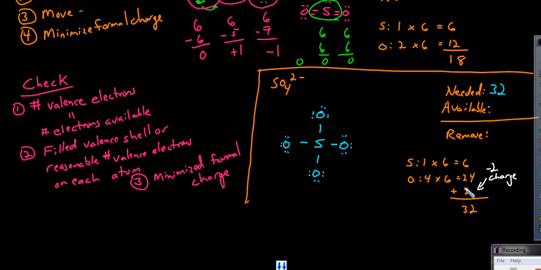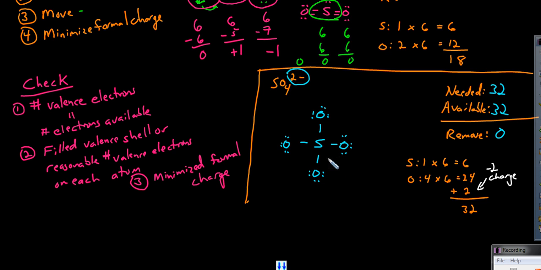You might say 30, but wait. There's a 2 minus charge. There are 2 more electrons than protons in this entire ion. Having a 2 minus charge means there's actually 2 extra negatively charged electrons. So add 2 more electrons to the number available. It's actually 32. So how many do we need to remove here? 0. All right. So we've also got full octets in everyone.